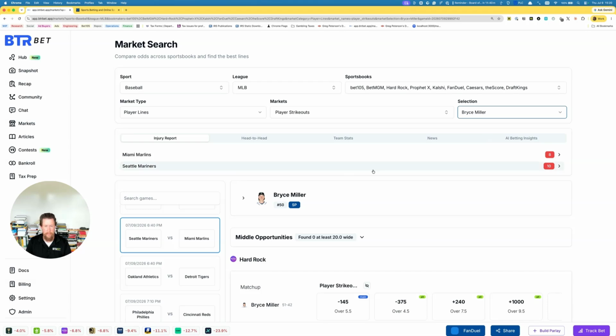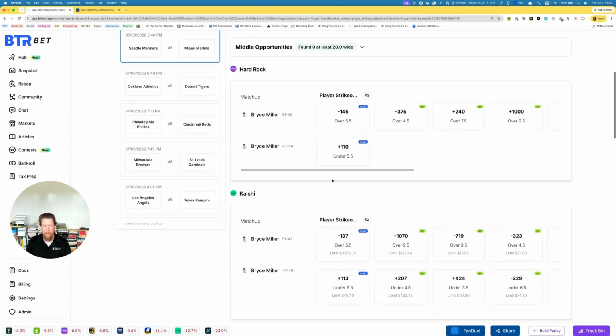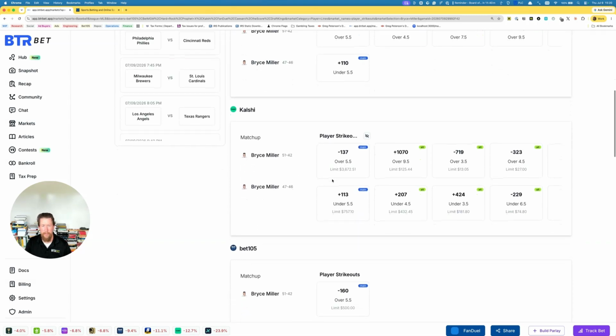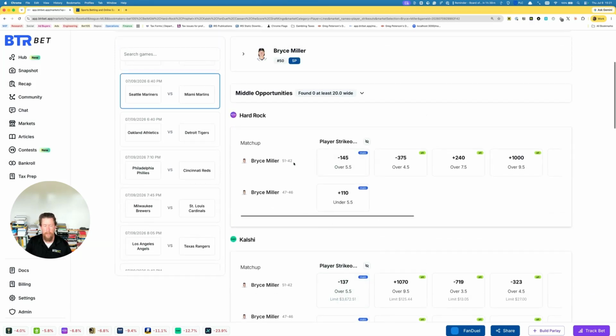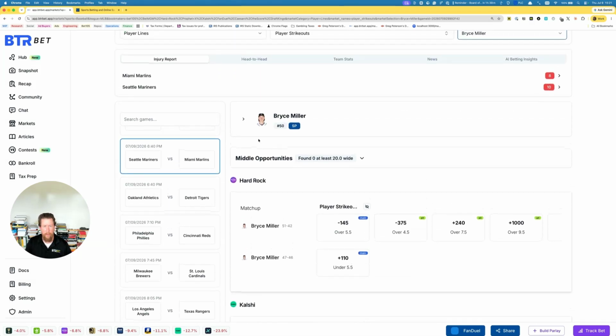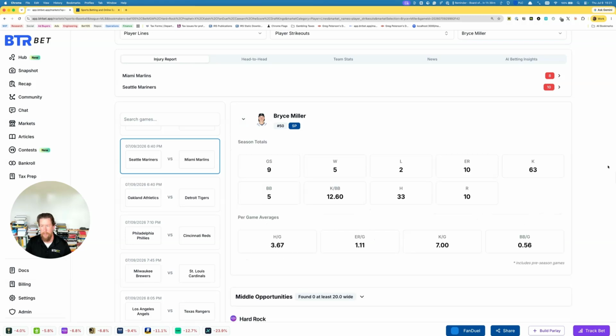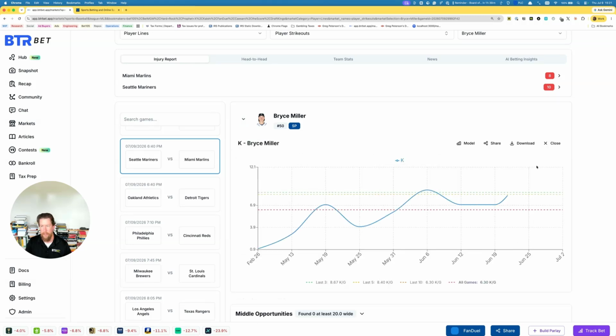Bryce Miller. Looks like most of my books have his main line at 5.5. Again, I don't know if that's a good line or not to bet. So I'll open up his stats, click that stat. It's probably the right choice to take his over just looking at this.